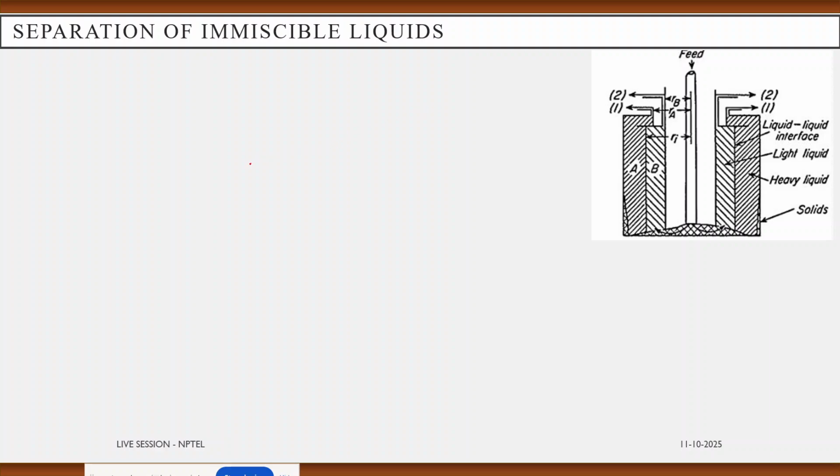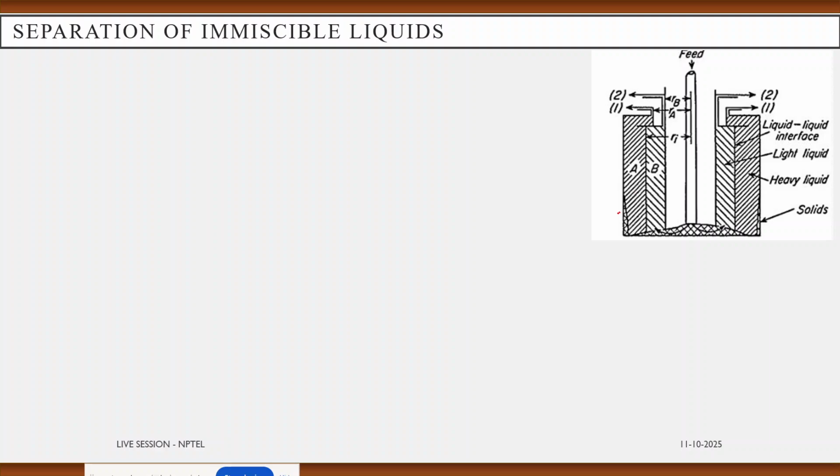So next we are going to discuss the separation of immiscible liquids. When we go with the gravitational separation process, we face a lot of issues when the densities of the two liquids are very similar, right? And these immiscible liquids we separate through centrifugal action, which is very fast and very effective.